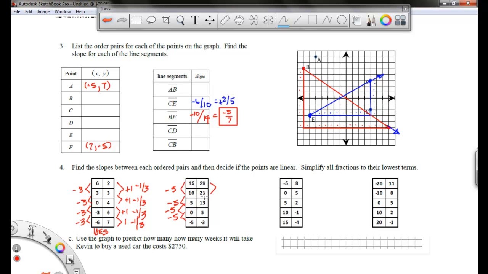This one is going down by 8. Going down by 8. Going down by 8. And going down by 8.